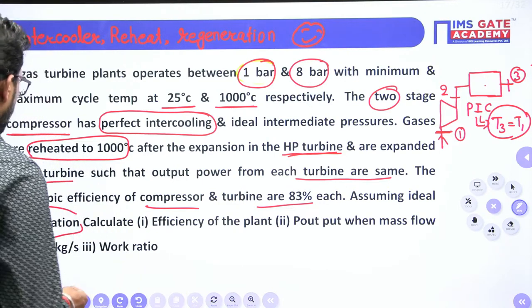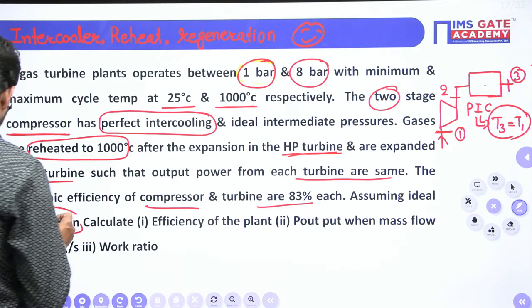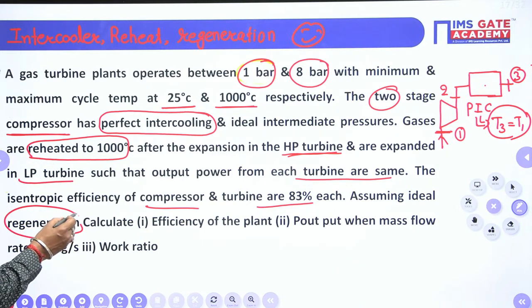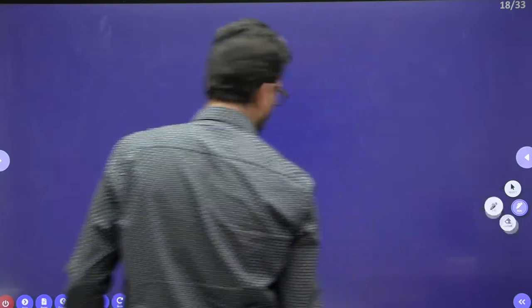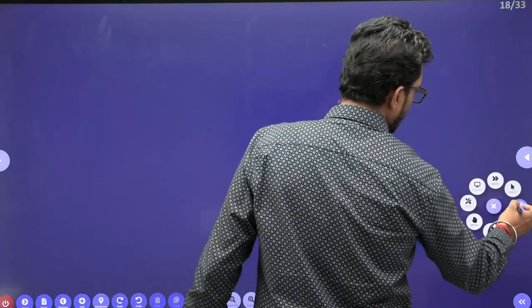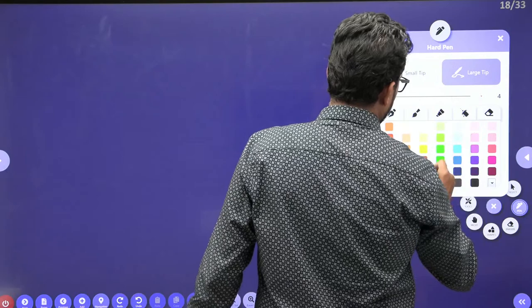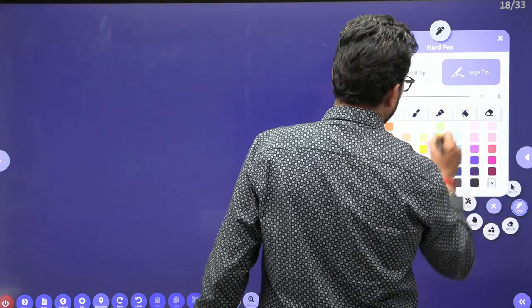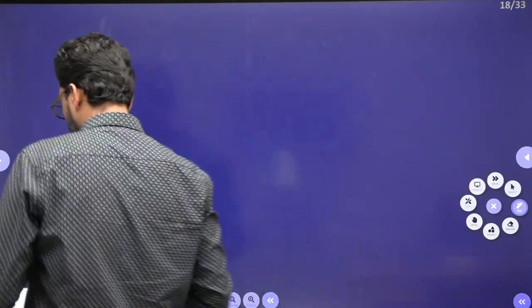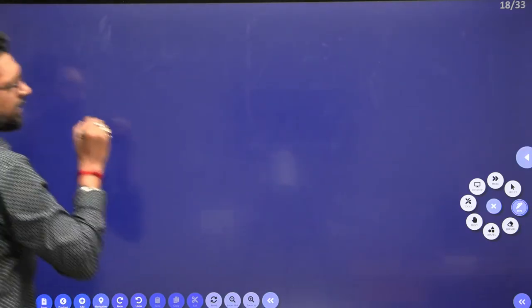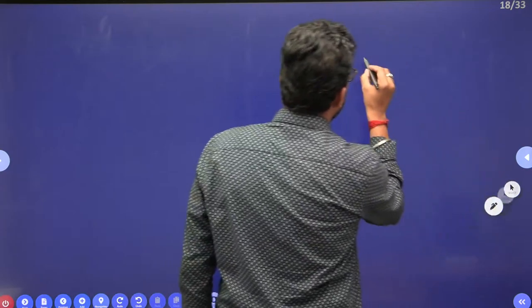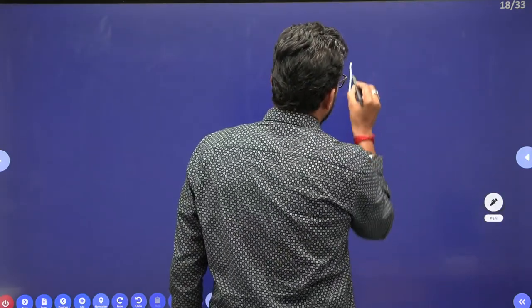See, first, what is the concept of a regenerator, regeneration? Then we discuss something a little more. See, beta, regeneration. There is one compressor, let's suppose.